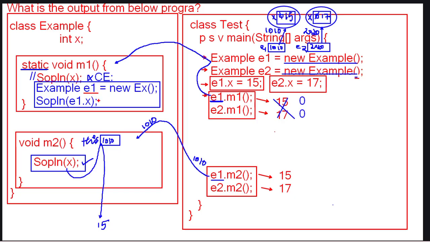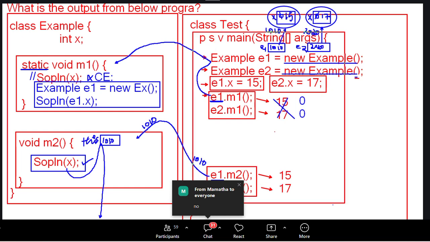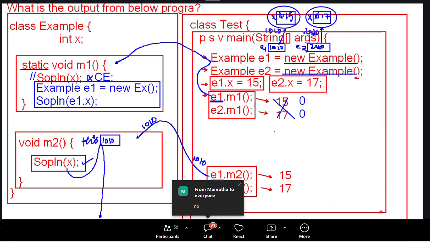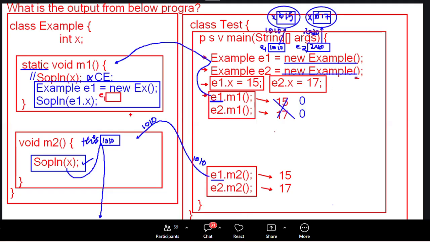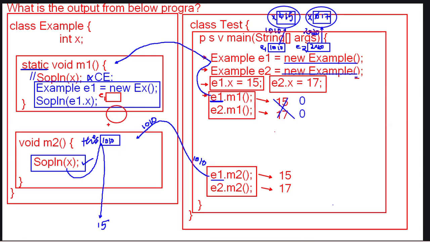Tell me, is this E1 and the E1 are both same? No. This is main method E1 and this is M1 method E1. Here what happened? Again E1 variable is created. Yes or no? Equal to new example. Another new object is created with reference what? 30, 30. With X variable, internal value is what? 0. Now 30, 30 stored here.